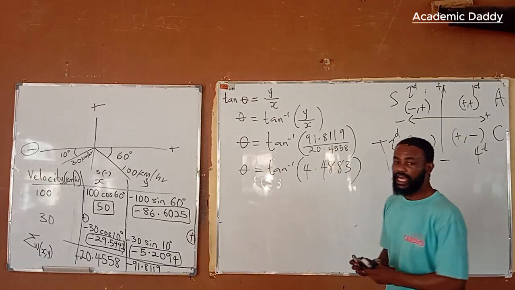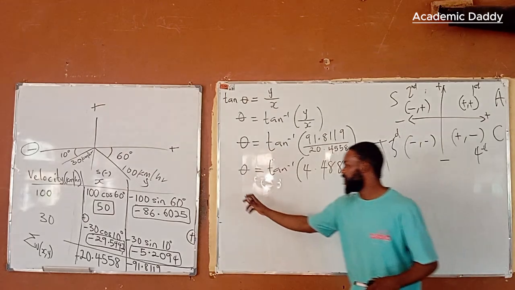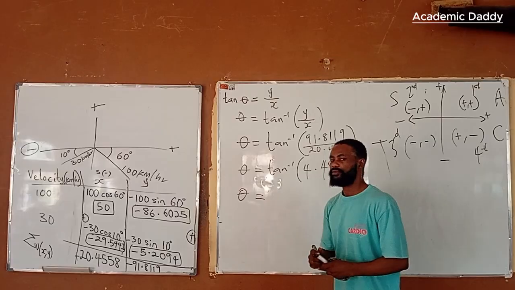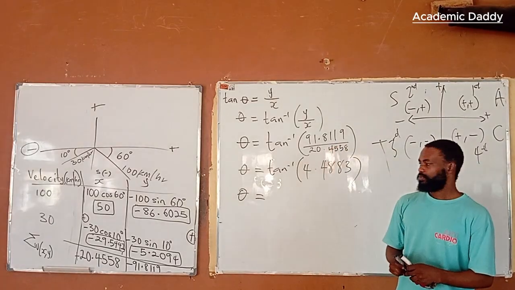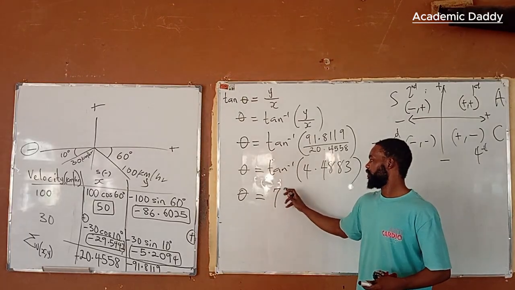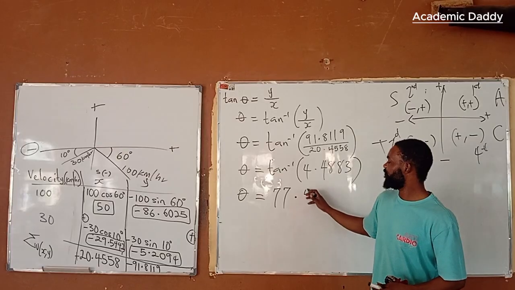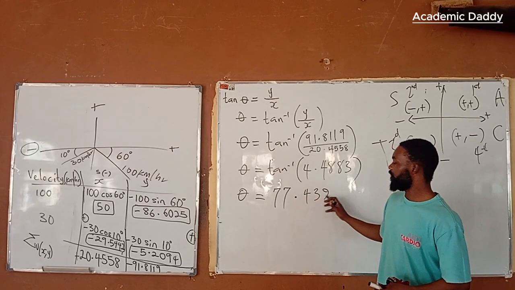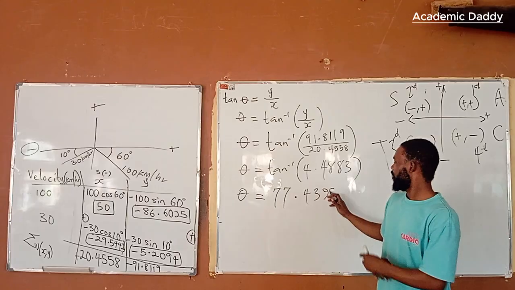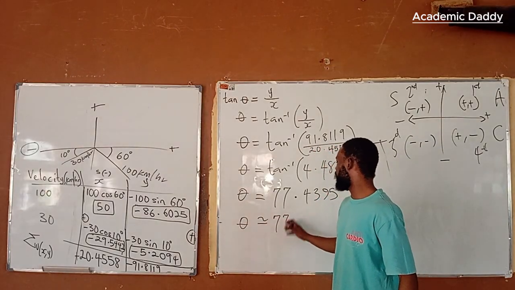4.4883. You see what you have? Yes. Oh, yeah, do for me the tan inverse. See, that will be what? Punch now. 17.4, like this. 39 what? And this is the center theta, which is approximately 77 degrees.